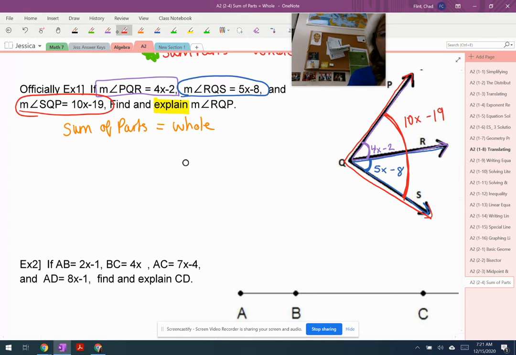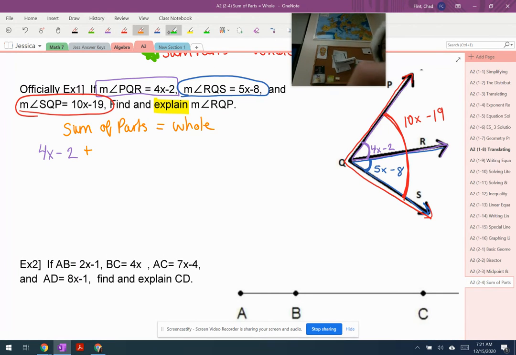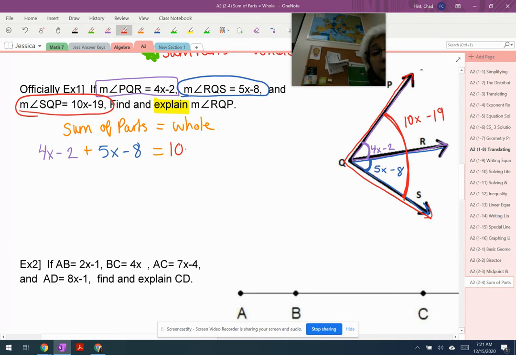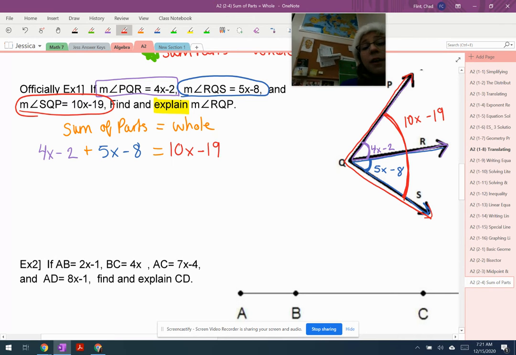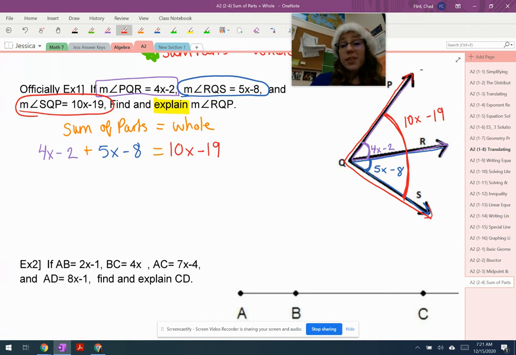So sum of the parts: 4x minus 2 plus 5x minus 8 is equal to the whole thing, which was that 10x minus 19. It seems a lot easier to put it together after you've marked up the diagram, because then you have a visual of it and it just makes more sense usually.